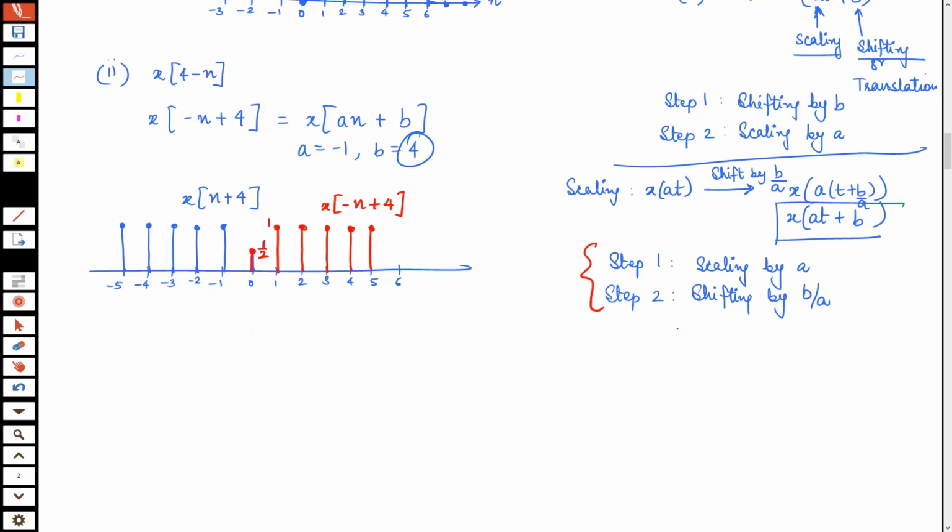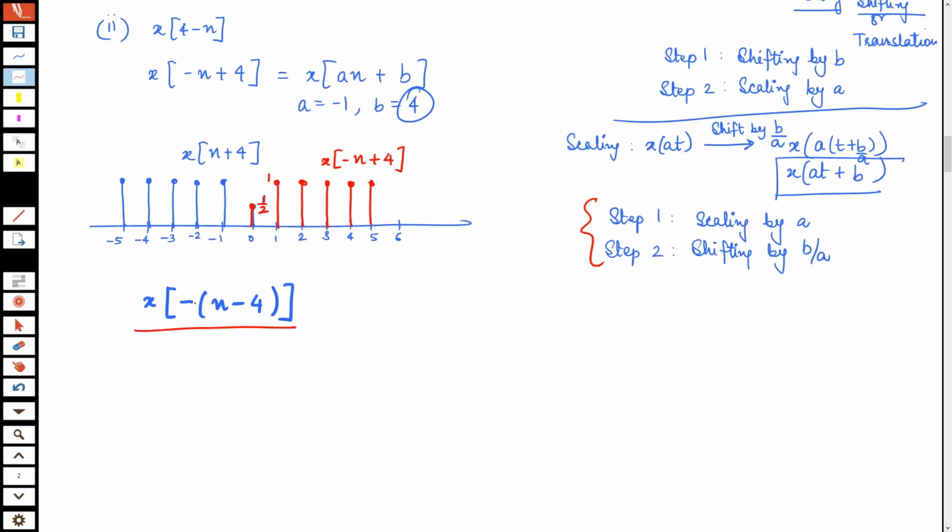Let's also check if this would have worked. The other way around would have worked. So if we had done scaling first, that means if I said that let us write this as x of minus of n minus 4, right? That means scaling first by a factor of minus 1 and then shifting, but then shifting cannot be done by a factor 4, it would have to be done by a factor b by a, right? So b upon minus 1, so minus 4. What would have happened in that case?